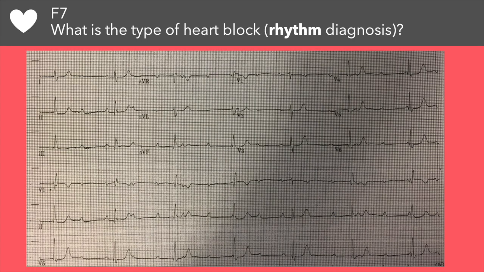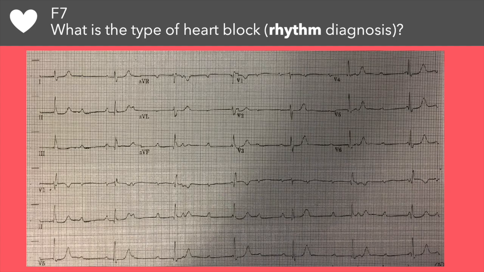F7. What is the type of heart block rhythm diagnosis? This is a third-degree heart block. There's complete AV dissociation. There's failure of AV conduction with independent atria and ventricles. The P waves aren't conducted and never produce a QRS complex. We see the Ps march through the QRS.